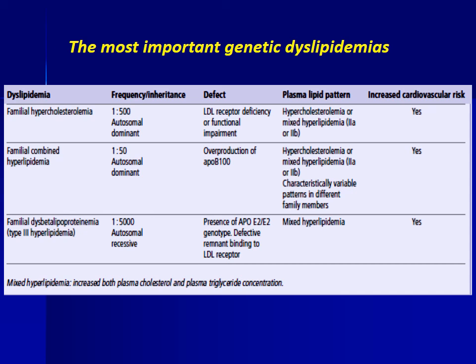Familial dysbetalipoproteinemia or type 3 hyperlipidemia. The frequency of inheritance is 1 in 5,000. The inheritance pattern is autosomal recessive. The defect is presence of ApoE2 genotype. Defective remnant binding to LDL receptor. Plasma lipid pattern is mixed hyperlipidemia. Increased cardiovascular risk, yes.